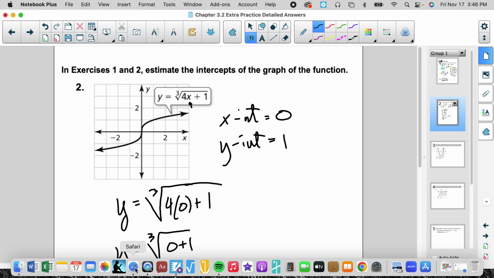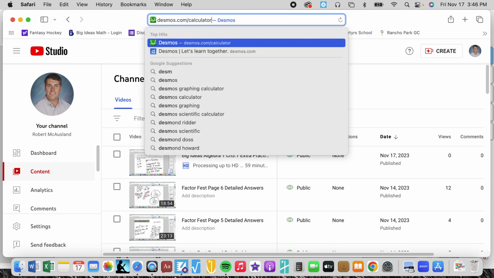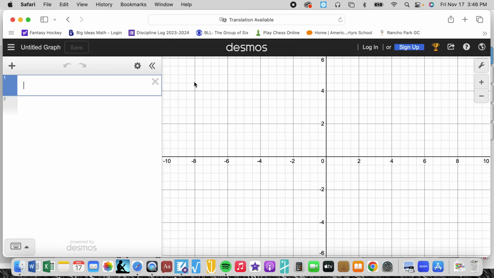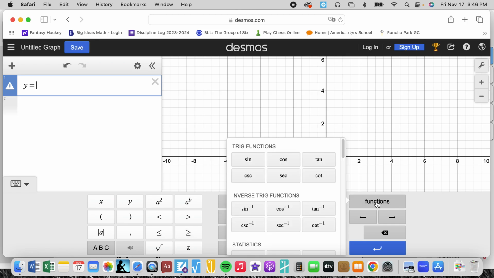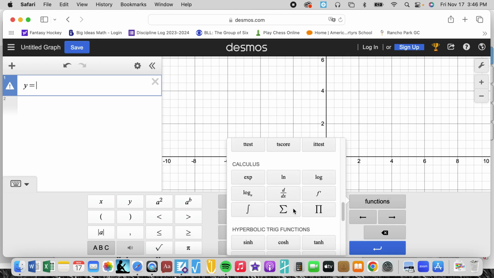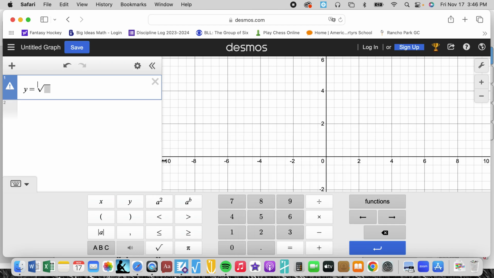Let me write that equation down. Just y equals the cube root of 4x plus 1. And let's see what Desmos says. Does it look the same? In Desmos, y equals, I think we can go here. Do we have functions? There we go. That's the third root of 4x plus 1.